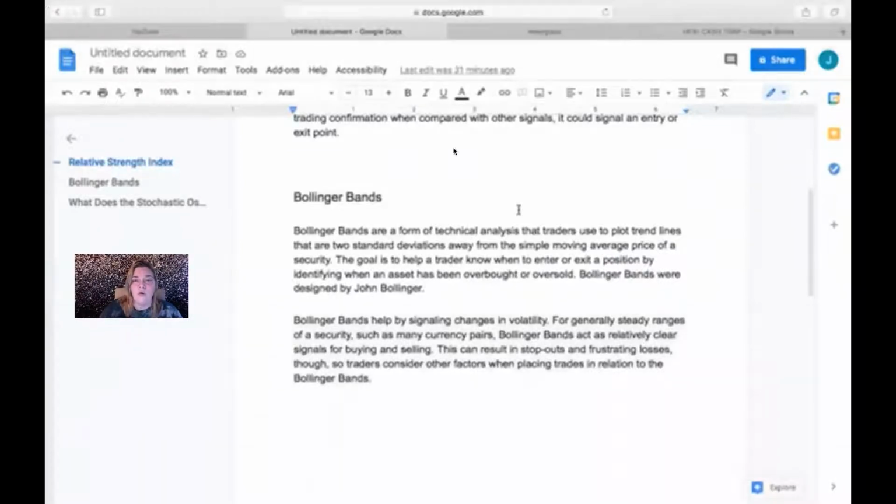Bollinger Bands are a form of technical analysis that traders use to plot trend lines. Now, when we talk about trend lines, I went over how to understand the market yesterday. How do we spot a trend line? A trend line is a consistent trend of higher and higher lows and lower highs in the market. Bollinger Bands basically help you indicate that. They plot trend lines that are 2 standard deviations away from the simple moving average price of a security.